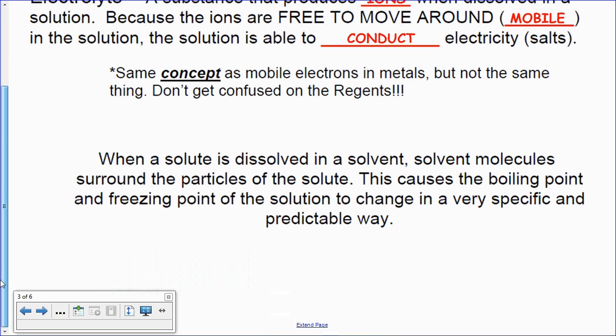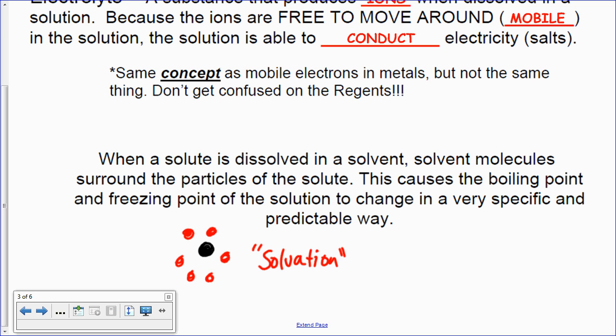When a solute is dissolved in a solvent, molecules surround the particles. This causes the boiling point and freezing point of the solution to change in a very specific and predictable way. So, for example, if I put a particle into the water, all the water molecules kind of surround it. They kind of glom onto it and attack it. Okay? This is called solvation.